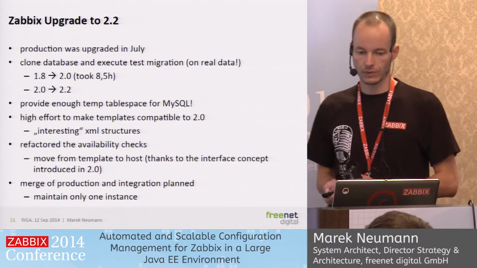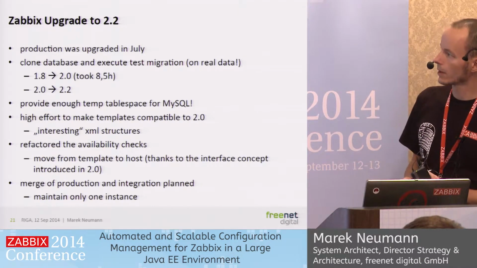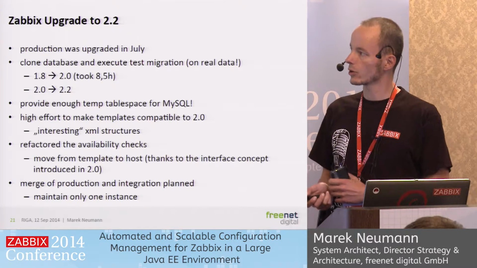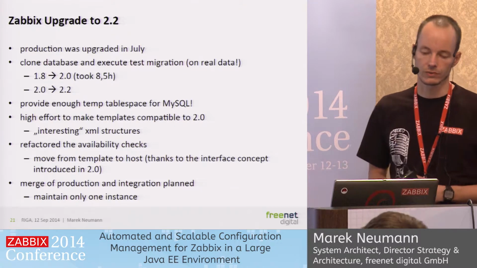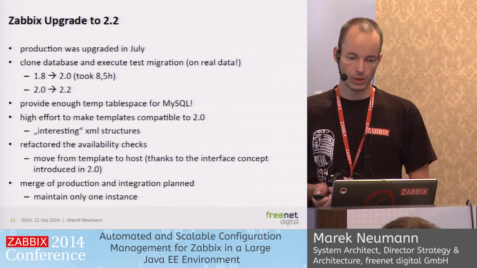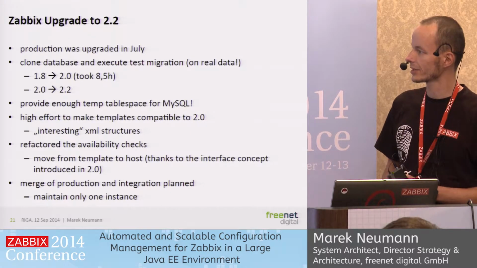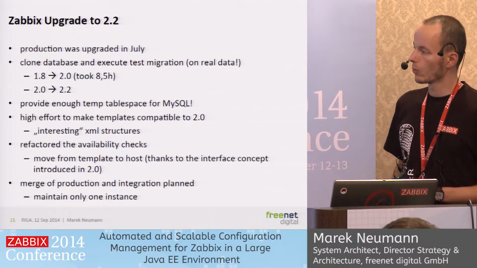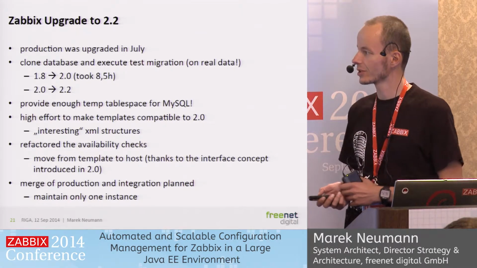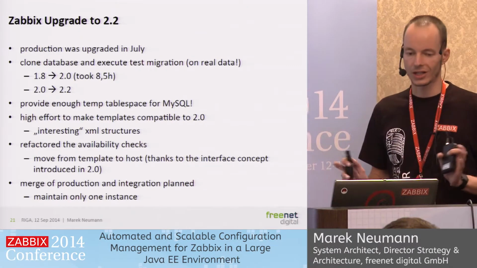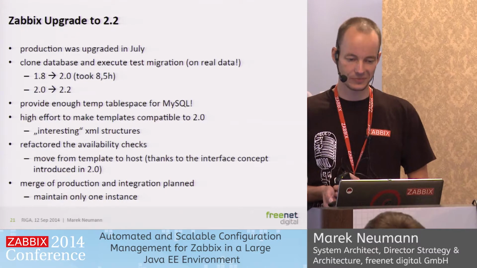As I said, production was migrated in July. So the migration from 1.8 to 2.0, the database migration took almost 9 hours, which is okay, I think. And the migration from 2.0 to 2.2 was very fast. Keep in mind that you need enough temporary table space when using MySQL for that. We had a higher effort to migrate the templates to the Zabbix 2.0 style. And I also figured out that there were some, let's say, interesting XML structures afterwards.